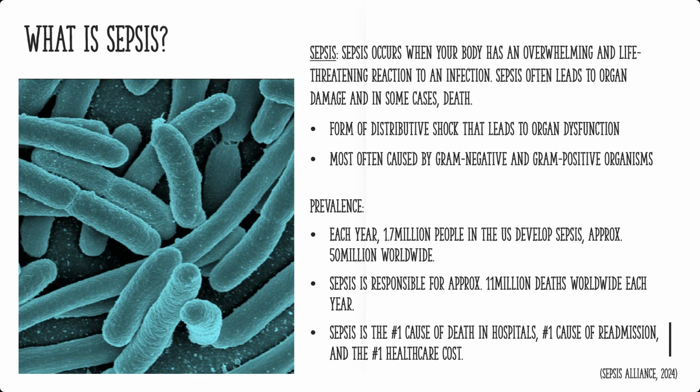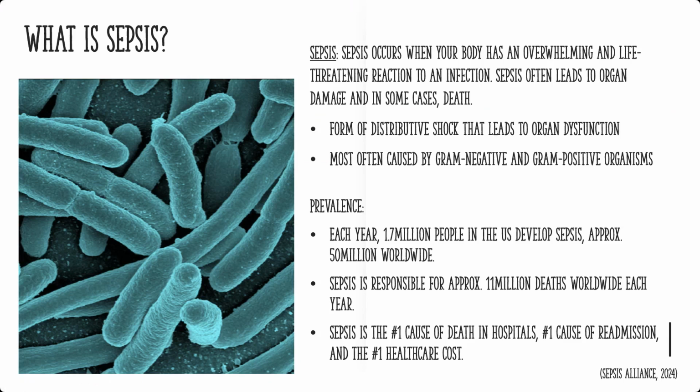Just to give you an idea of severity, in terms of prevalence for sepsis, every year 1.7 million people in the US develop sepsis, and approximately 50 million people worldwide. So it's very prevalent. Whether we recognize it right away or not, it's very prevalent. And sepsis is also responsible for approximately 11 million deaths worldwide each year.